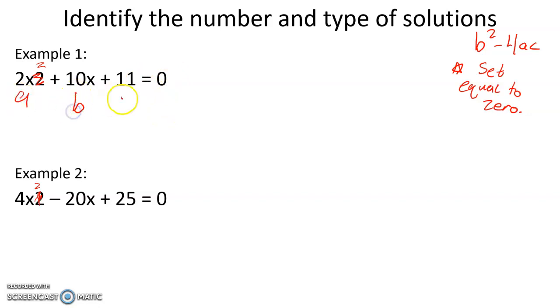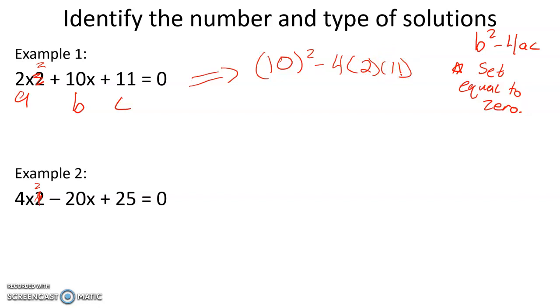And again, remember, a, b, and c, from ax squared plus bx plus c, that's what that is right there. What we need to do here is we need to set this into our formula here. So I'm going to start with b squared, so that's going to start with 10 squared, minus 4, that 4 always stays, minus 4 times a, which is 2, times c, which is 11.